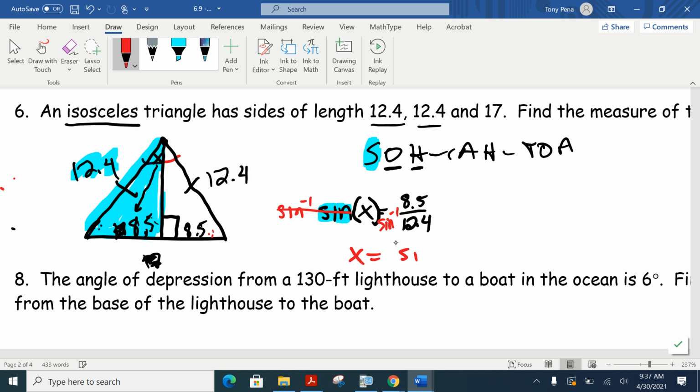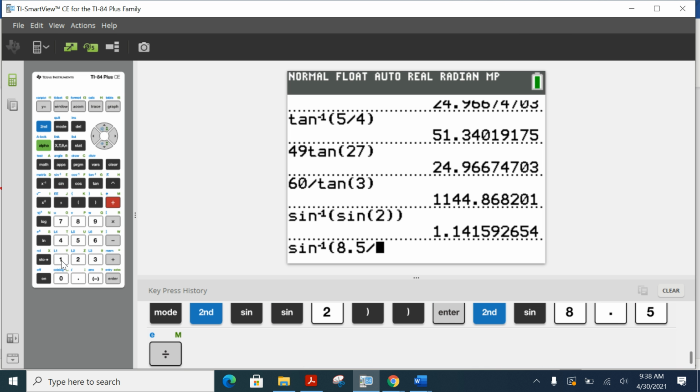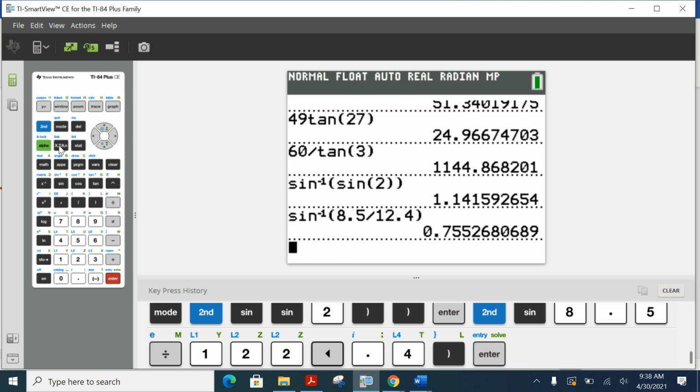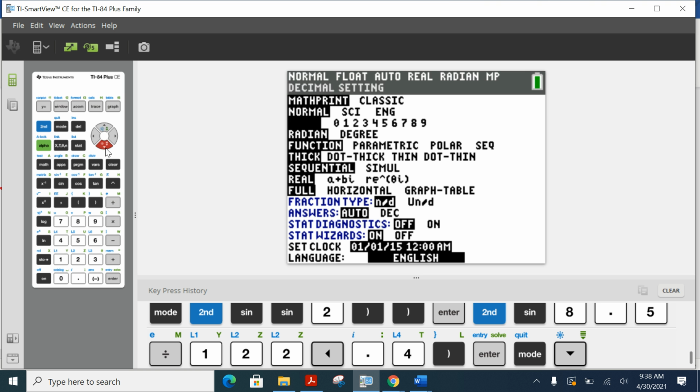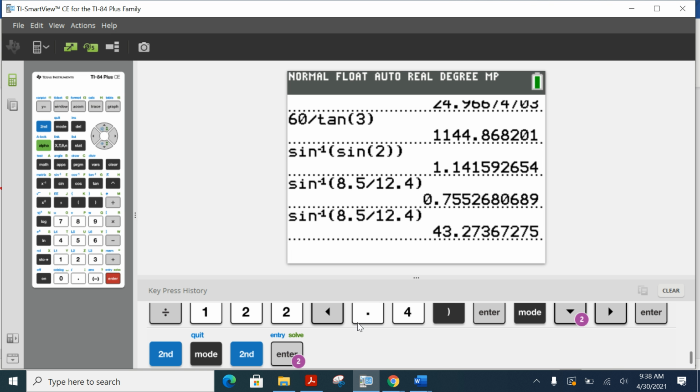So the answer to this, plug this into your calculator if you haven't already. If you did, see if we get the exact same thing. The inverse sine of 8.5 divided by 12.4. So we do inverse sine of 8.5 divided by the 12.4. Oh, hold on. Everything in calc is in radians. So let me put that back in. All right, do we get 43.27?